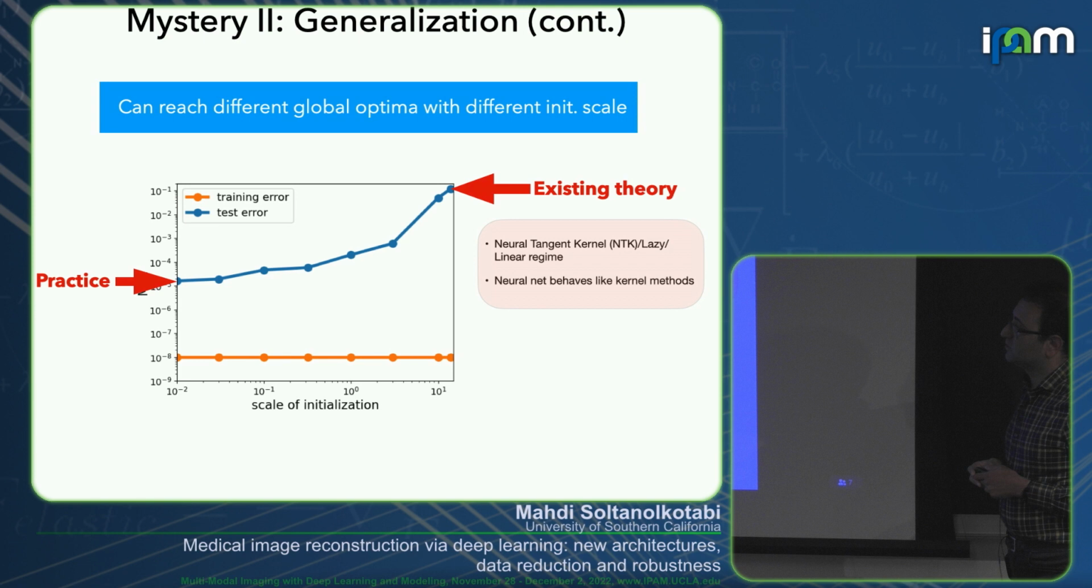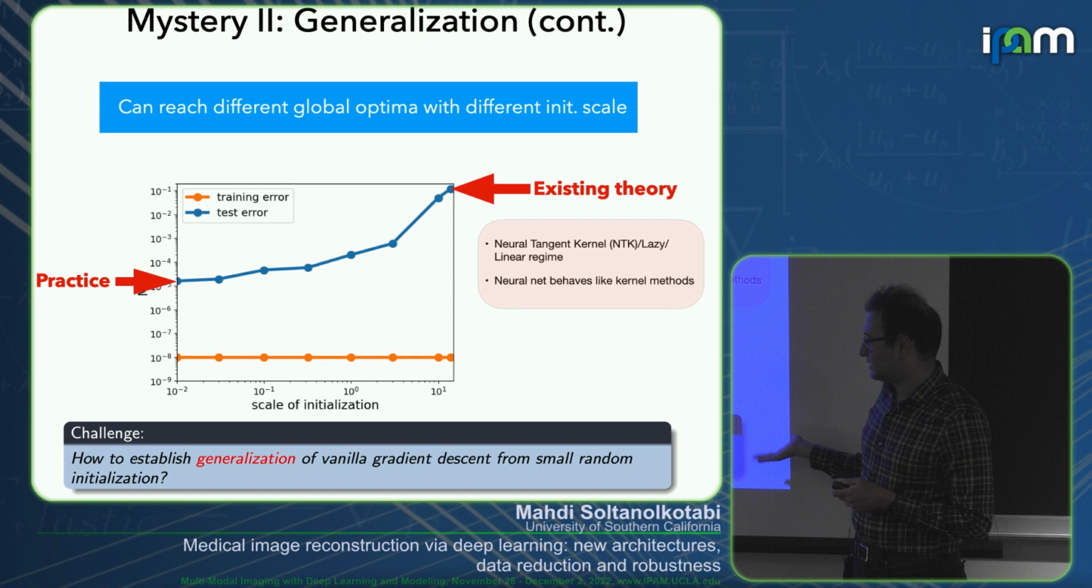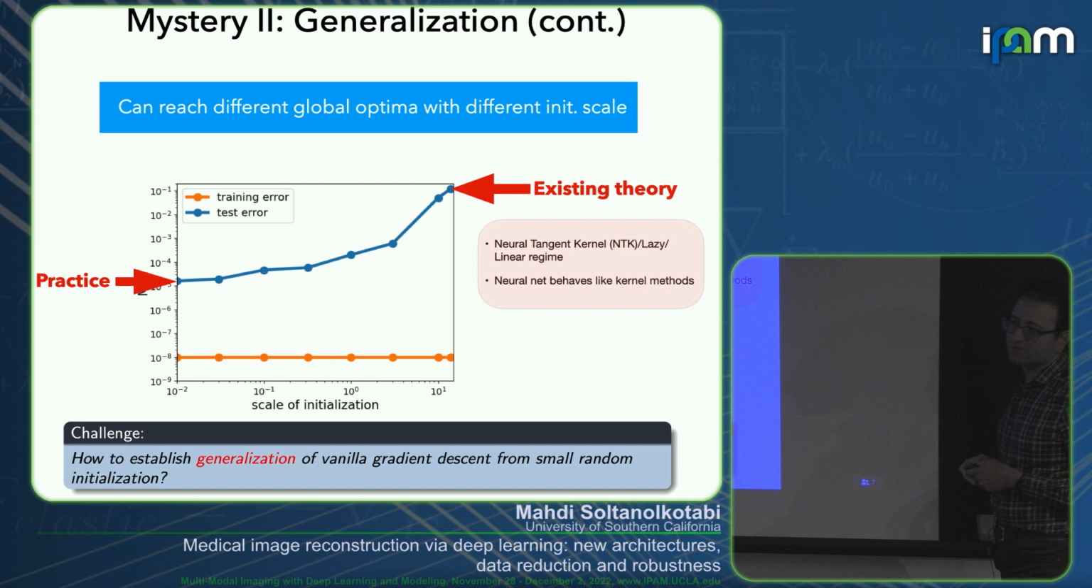And so that's the mystery we want to understand, which is why is it that gradient descent from small random initialization actually learns useful features and generalizes.